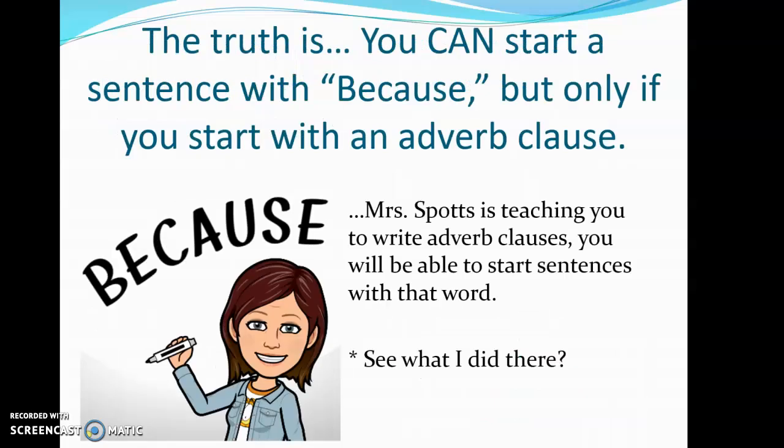The truth is, you can start a sentence with because, but only if you're starting the sentence with an adverb clause. And then you're going to have an independent clause. You're going to see tons of examples. And here's an example right here. Because Mrs. Spots is teaching you to write adverb clauses, you will be able to start sentences with that word. I'm sure this is a very exciting moment for all of you.